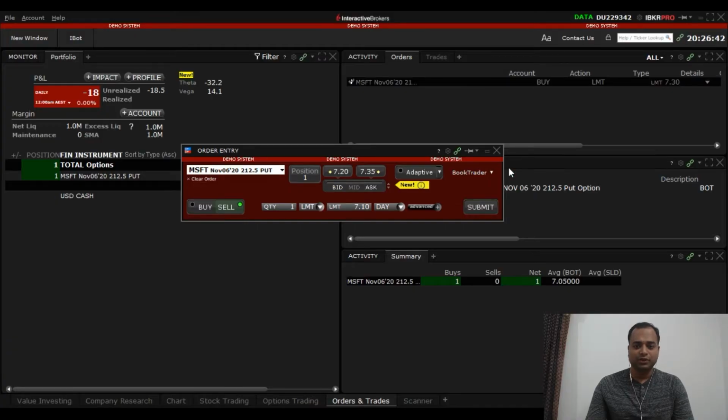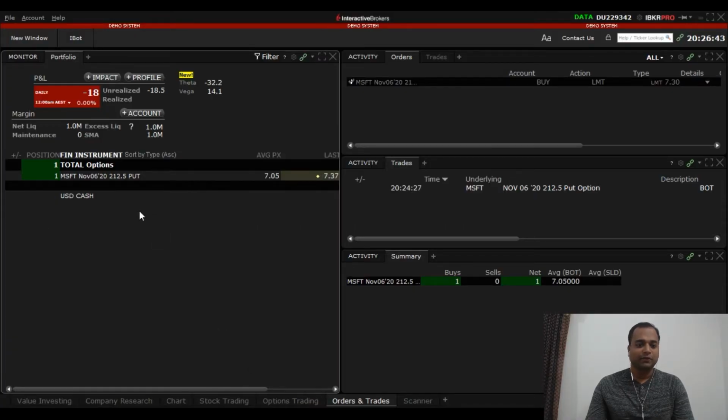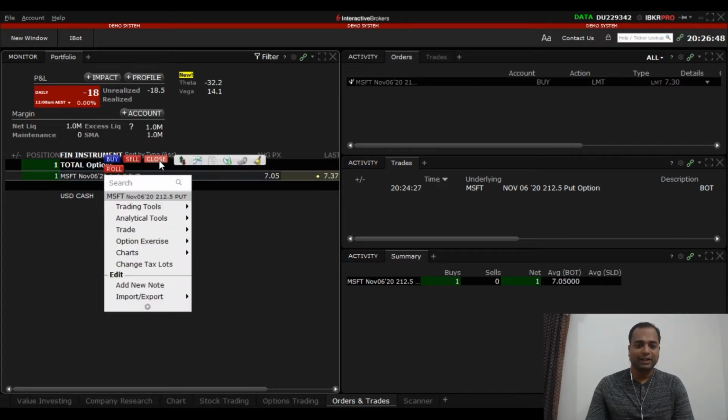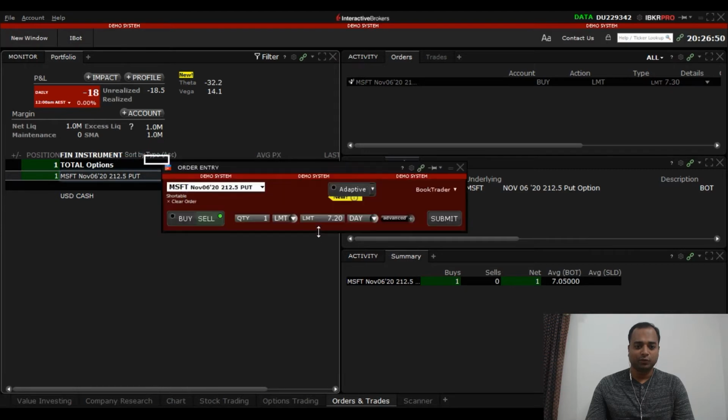So let me quickly share my screen and I'll show you both cases: international options trading as well as Indian options trading. Okay. So first of all, let me start with the international options. When you have an open position on an option like this, all you have to do is right click and click this close button.